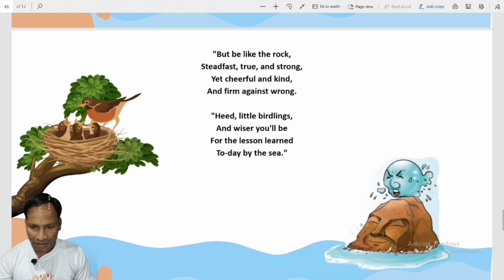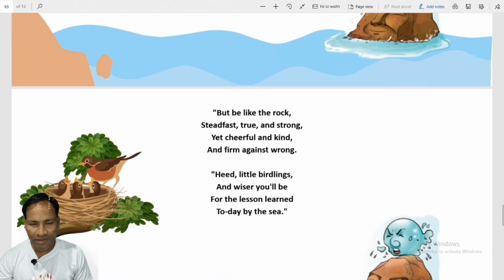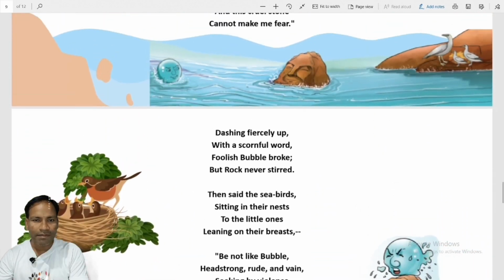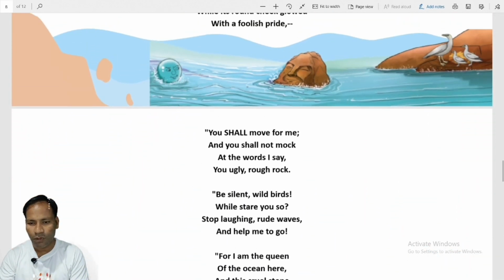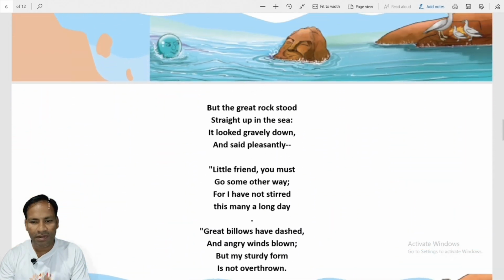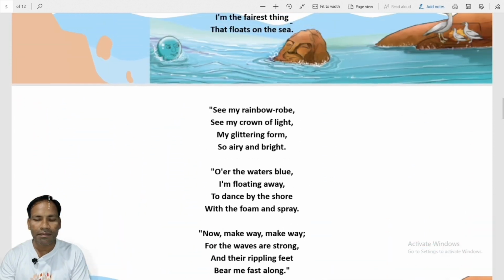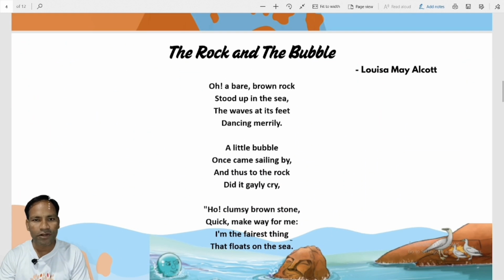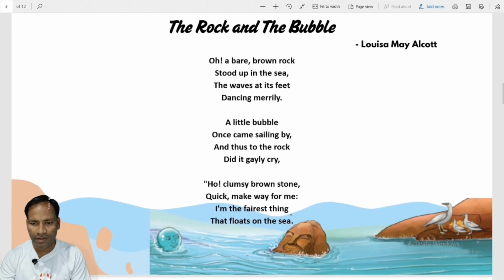Very good rhyme we'll find in this poem. So see, now line by line we learn what happened. As I told you, this entire story happened near the seashore, where a bubble came sailing from a longer distance and wanted to reach the shore, but there was a rock in the way, and the bubble demands the rock to move aside, and we know that rock cannot move aside, and the conversation happens. See, we learn.